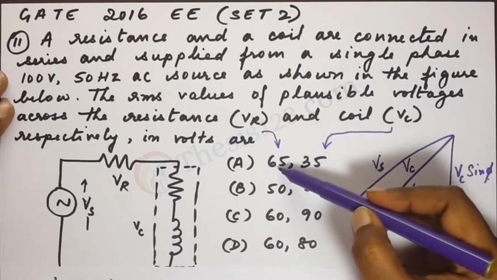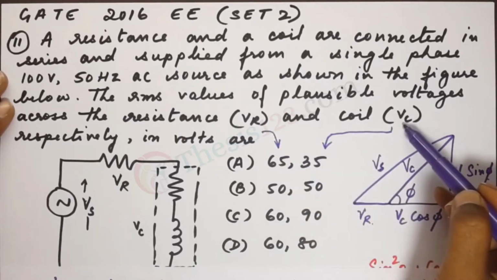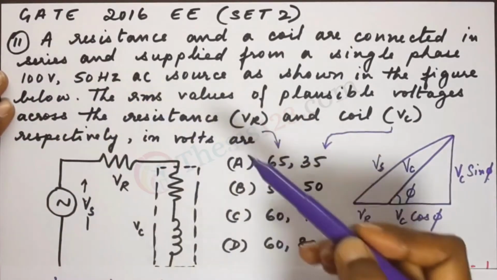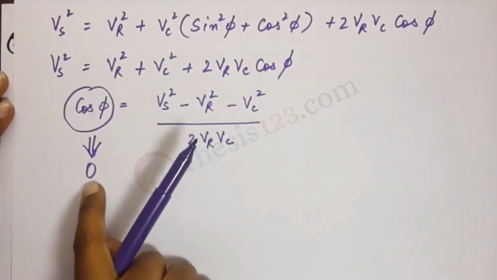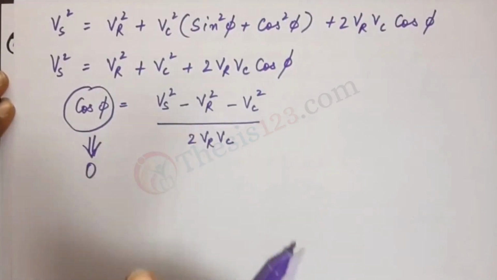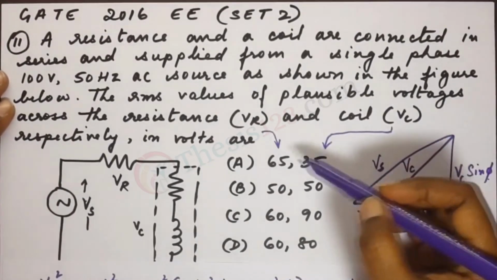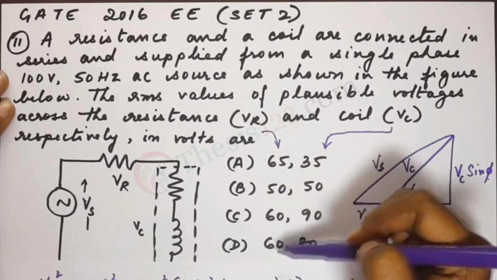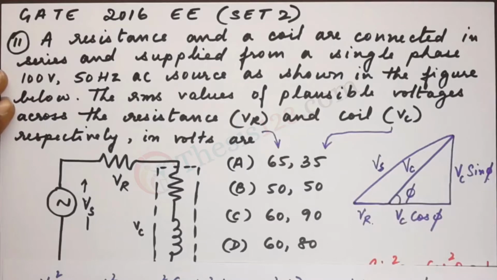So if you substitute 65 for VR, 35 for VC and 100 for VS, you should be able to get the value as 0. So check. You will notice that A doesn't work. So you will have to substitute for each one, A, B, C and D. So according to the calculations, we see that D satisfies.